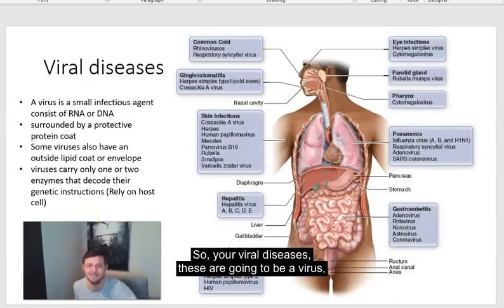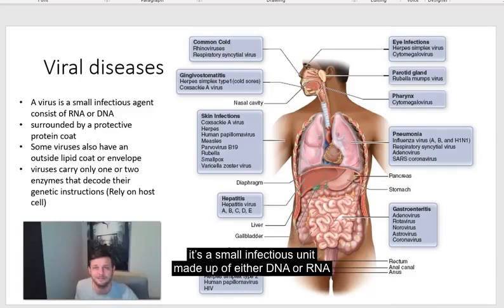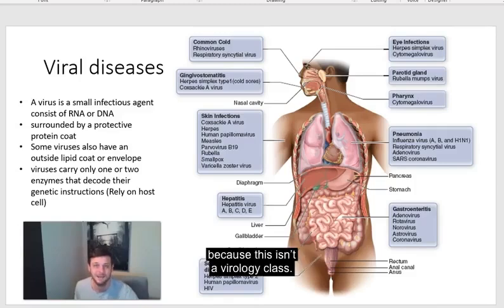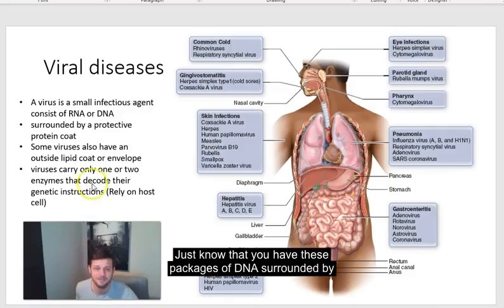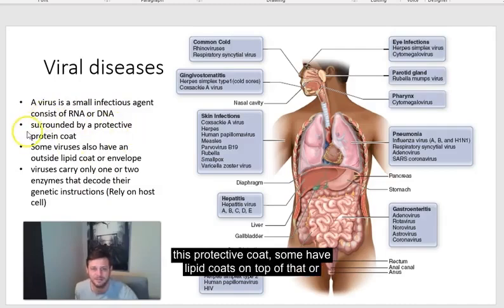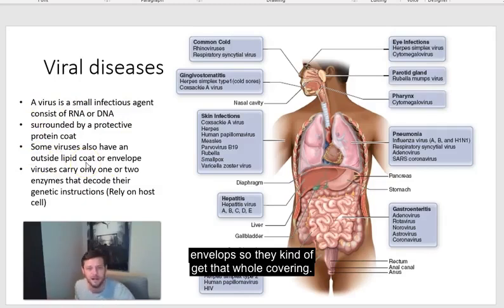So your viral diseases, these are going to be a virus, a small infectious unit made up of either DNA or RNA, depending on your virus. You have things like reverse transcriptase and a lot of stuff we're not going to go into because this isn't a virology class, but just know that you have these packages of DNA surrounded by protective coats. Some have lipid coats on top of that, or envelopes, so they have kind of a double covering.